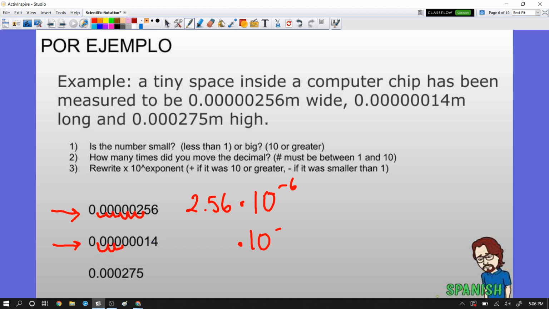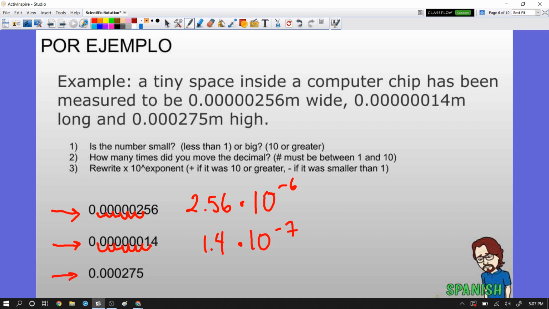1, 2, 3, 4, 5, 6, 7. All right, so we know we moved it over 7 times. It looks like we've got 1.4 times 10 to the negative 7. That was a tiny number. We have a negative exponent, in between 1 and 10, base of 10, integer.